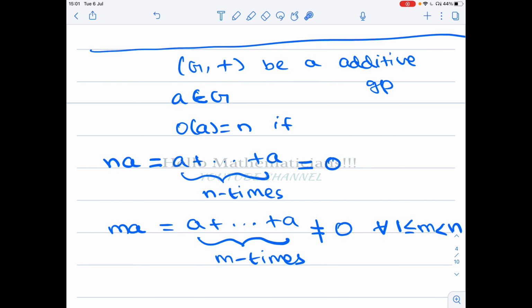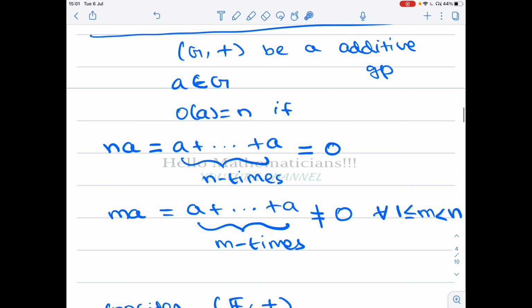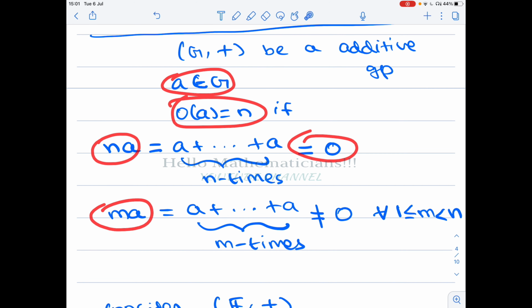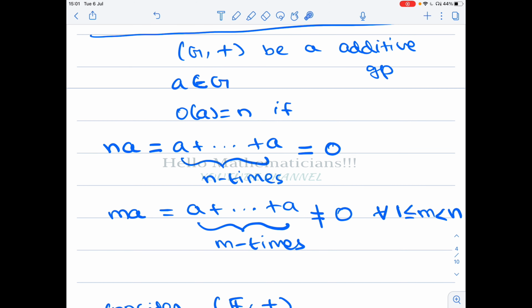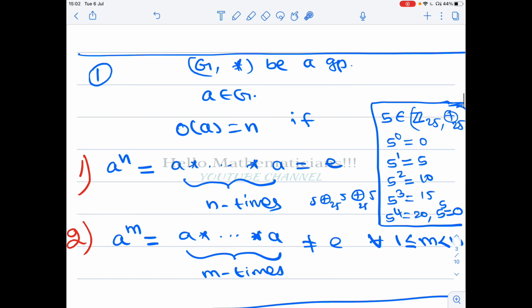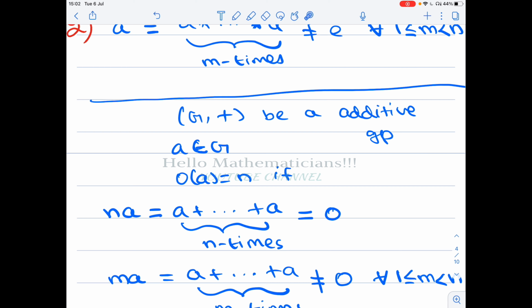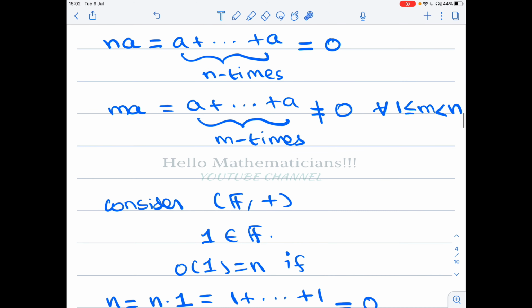In the additive group the identity element is 0, and if you add it a lesser number of times, for M with 1 less than or equal to M strictly less than N, you should not get a 0. So basically in the additive group the order of an element is equal to N if N times A equals 0, but M times A is not equal to 0 for all 1 less than or equal to M less than N. So the same definition takes a different role depending on the operation. For example, this is A power n, but since the operation is plus, we are rewriting it as NA. That is a very important thing.